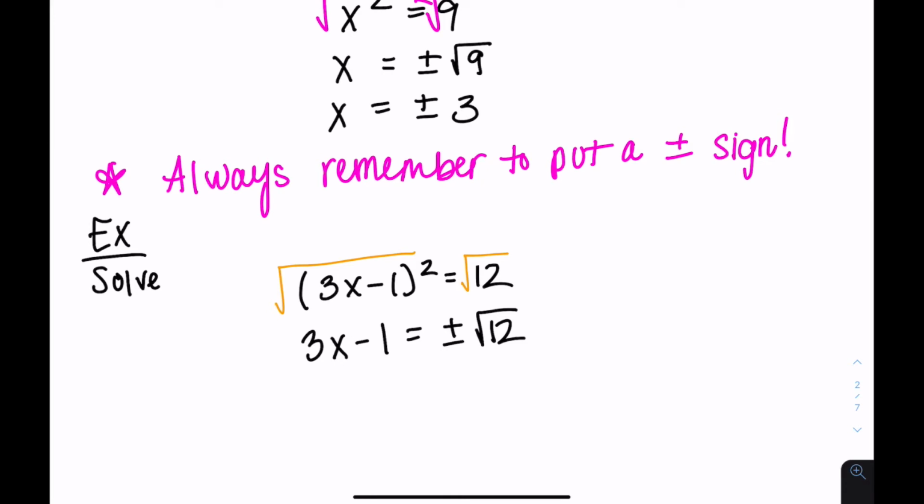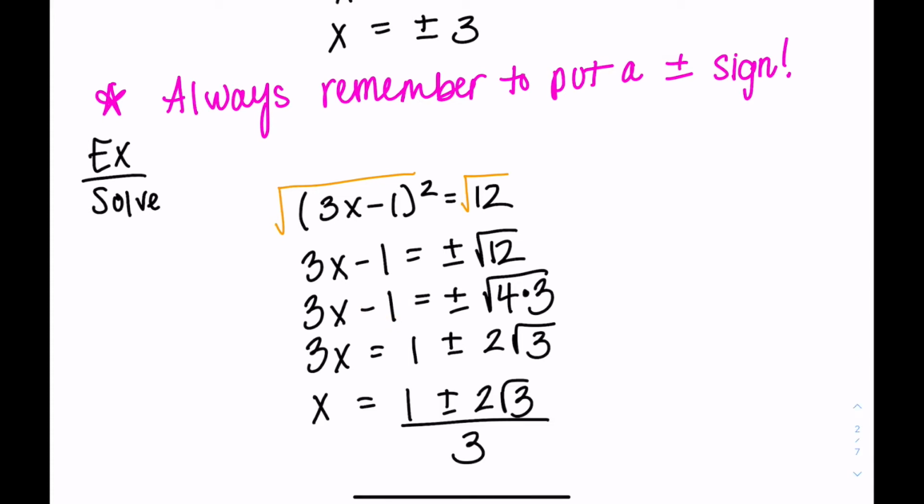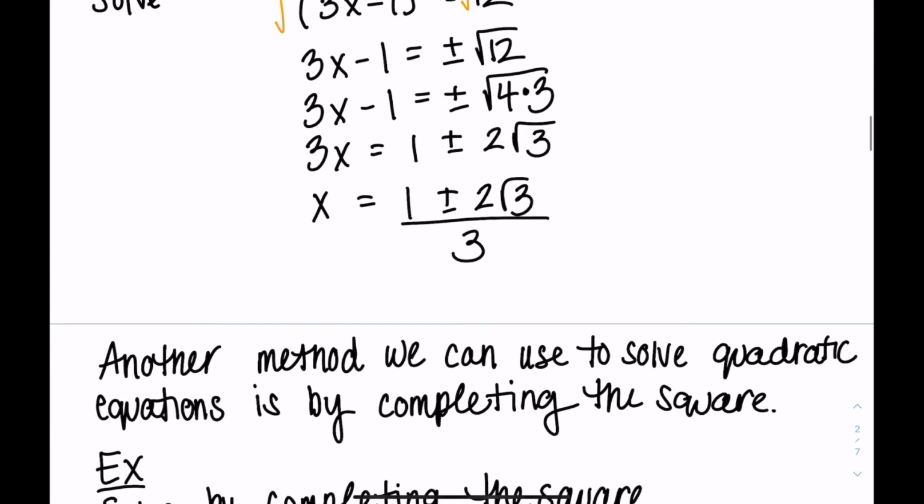Now we want to go ahead and solve this for x itself, but I can do a little bit of simplification with that root 12. You can write 12 as 4 times 3, and 4 is a perfect square, so it becomes 2 root 3. Then you can also move the 1 over by adding it to the other side. You want your values of x, so you just divide by 3 to get your two solutions. One being 1 plus 2 root 3 over 3, the other being 1 minus 2 root 3 over 3.